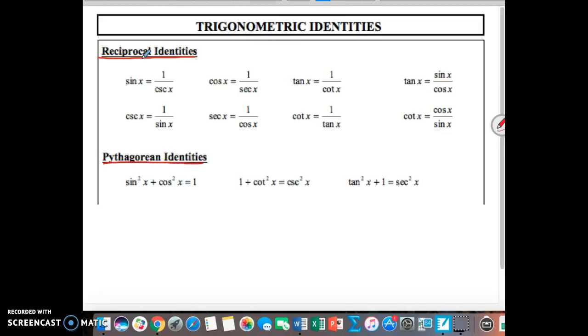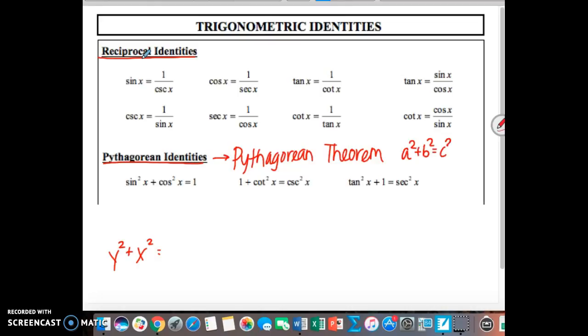Pythagorean identities are also something that we have learned. Pythagorean identities are just derived from the Pythagorean theorem. So if we ever forget one of the Pythagorean identities, we can always recreate it. We know that sine squared of x is the same thing as y squared, and we know cosine squared is the same thing as x squared. If we think of the Pythagorean theorem, that tells us that if we have a right triangle, a squared plus b squared equals c squared.